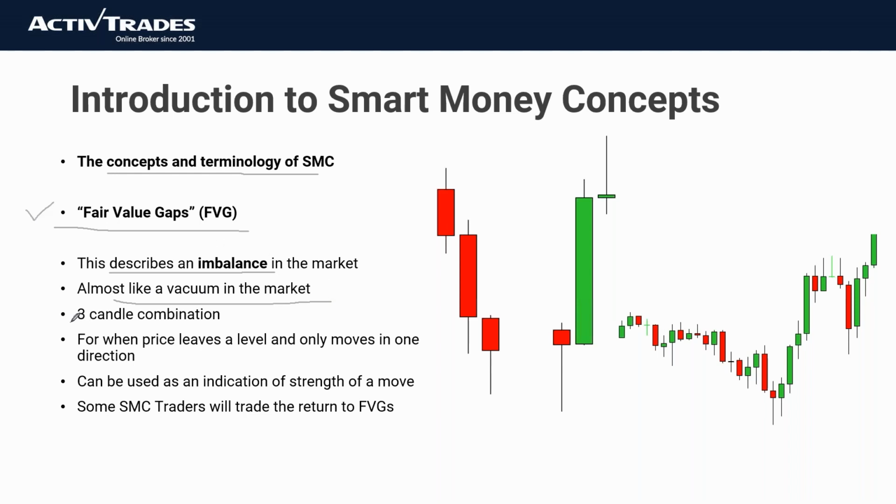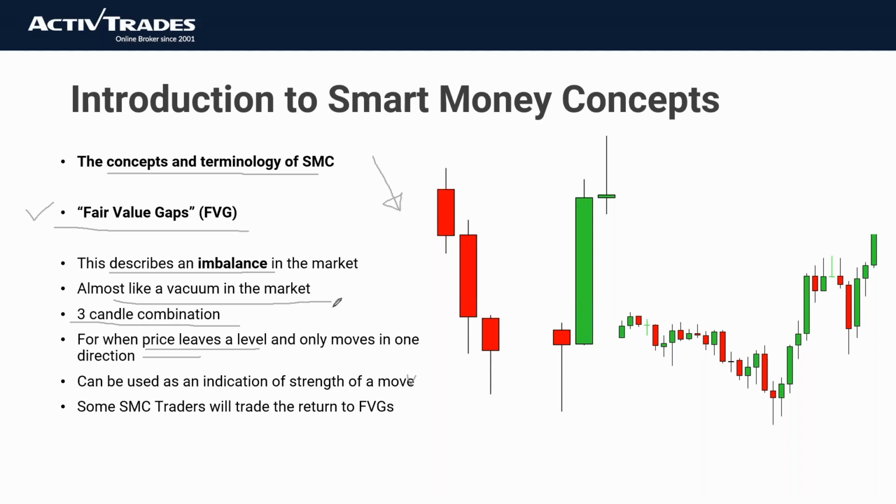An FVG is a 3-candle combination, and all it's really showing is when price leaves a level and moves in one direction, and it can be used as an indication of the strength of the move. Some SMC traders will love to trade the return into an FVG. There is lots of terminology regarding FVGs and different types of them that you can dig into and find.